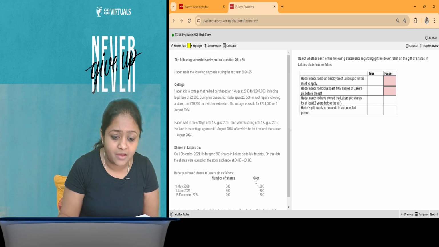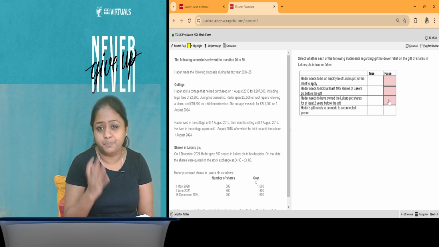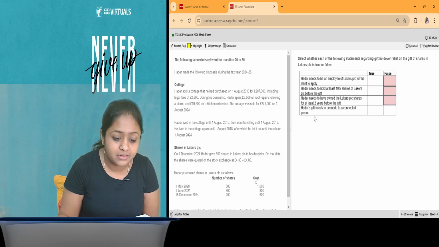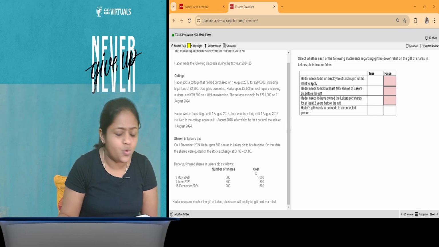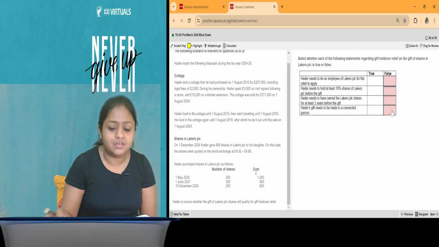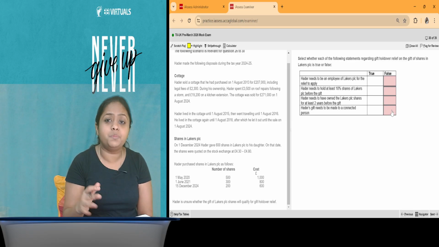Heather needs to have owned the shares for 2 years. Again, no. It's all about BADR typically that they're writing. Heather's gift needs to be made to a connected person. Is this a criteria that it needs to be made to a connected person? No, we have not read any such criteria. So this is also false because there is no requirement that it must be made to a connected person.